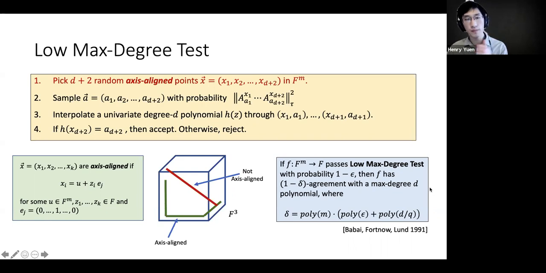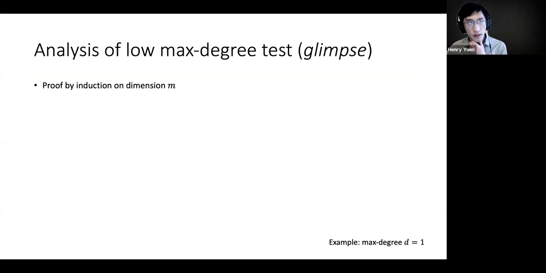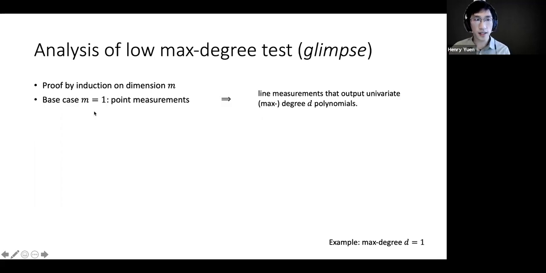So let me give a glimpse of the analysis of the low max degree test. It's just some sketches. In this example, I'm going to simplify things and assume that max degree D equals 1. So all variables have degree at most 1, so these are multilinear polynomials. The proof proceeds by induction on the vector space dimension M. The base case is M equals 1.